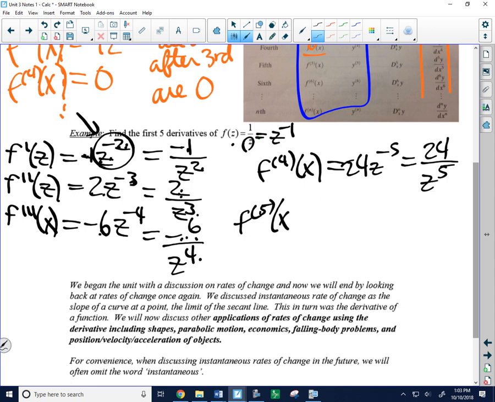Final one, the 5th derivative. Power rule again, I bring the negative 5 down, so 24 times negative 5 is negative 120... I mean negative 20 as spoken. Z to the negative 6. So then I change this to a z to the 6th. Okay, there we go. So there's the 5 derivatives.